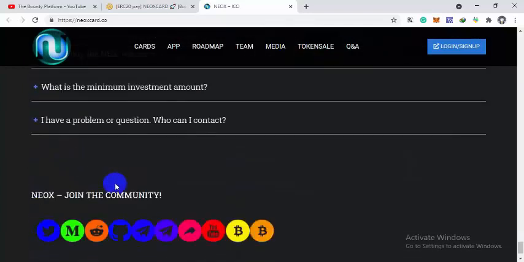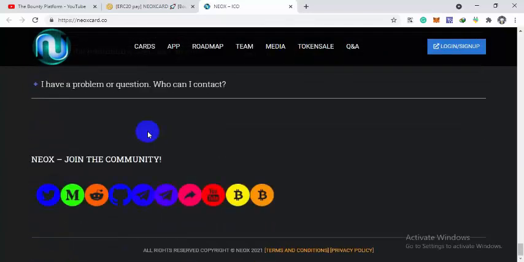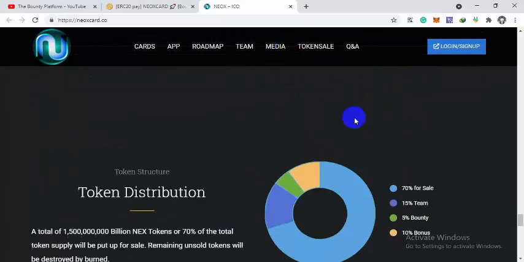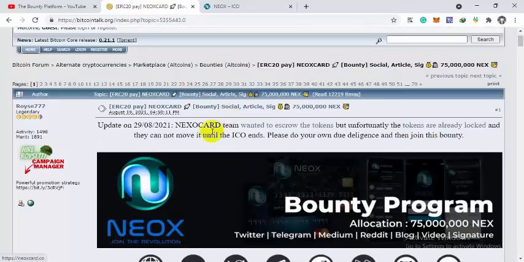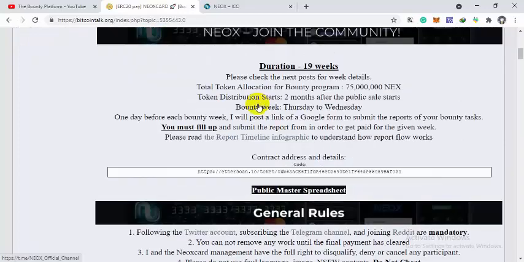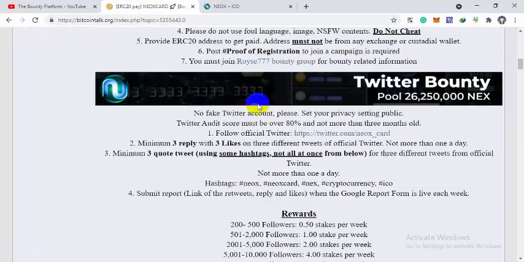Q&A is also available. If you have any questions, first check them here and then go to Telegram and ask them about the project. There's also a bounty running. There's a suspicious thing: the tokens for the bounty will be released after the token sale. So if you want to join, check that first.